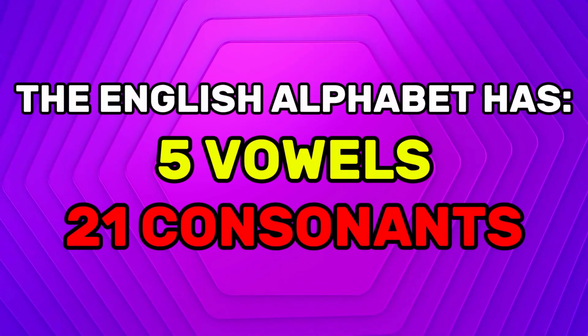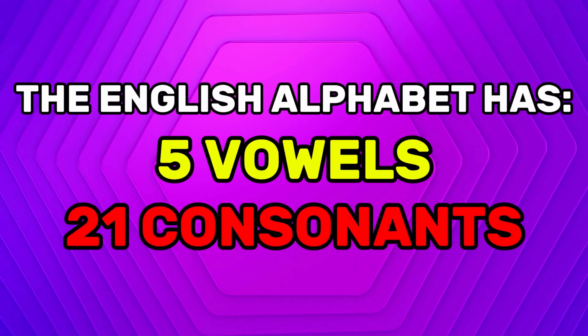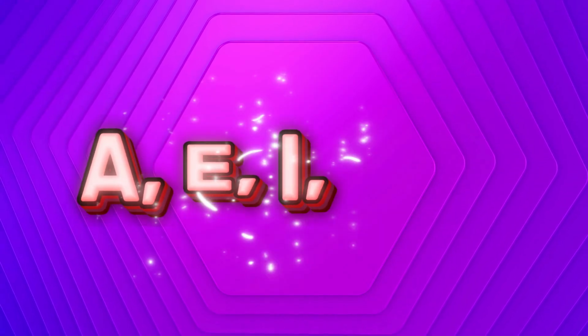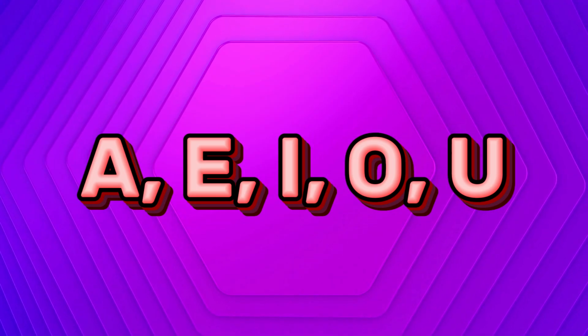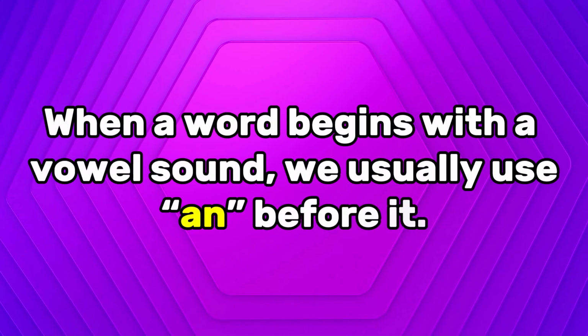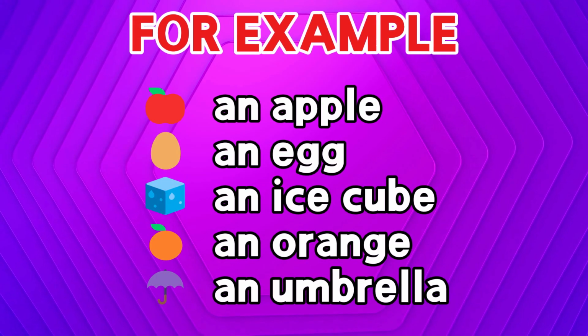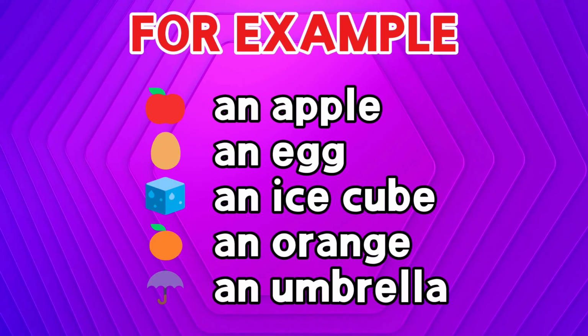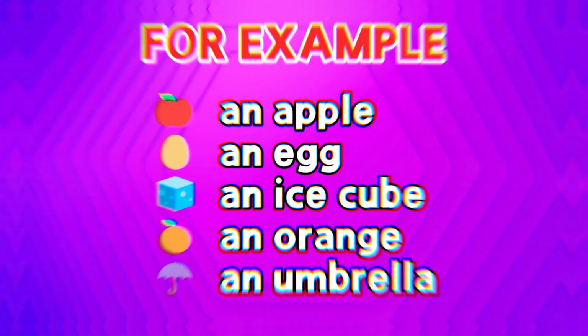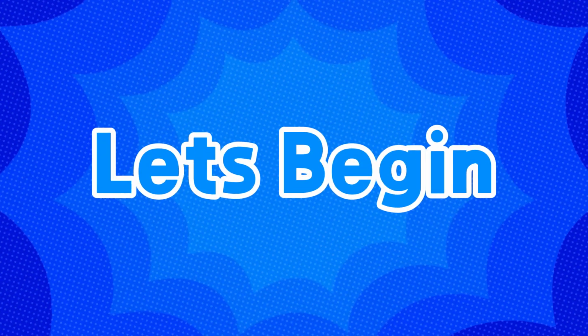The English alphabet has 5 vowels and 21 consonants. A, E, I, O, U are vowels, and the others are consonants. When a word begins with a vowel sound, we usually use "an" before it. For example, an apple, an egg, an ice cube, an orange, an umbrella. Ready? Let's begin with the first question.